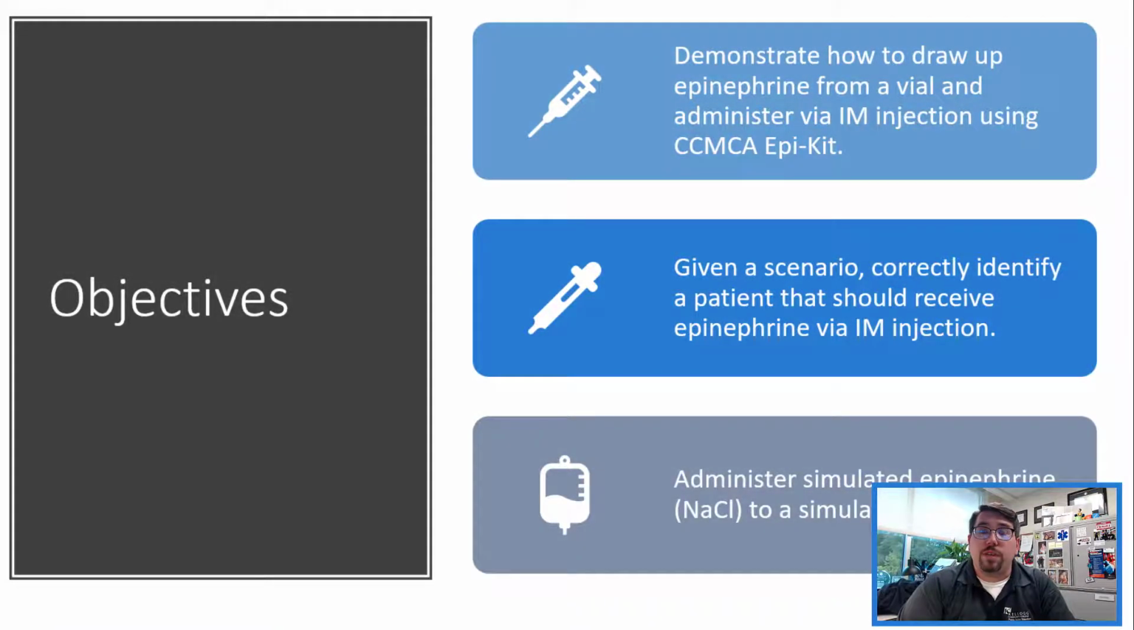We have a few objectives that we'll discuss as we go through our presentation. First will be to demonstrate how to draw up epinephrine from a vial and how to administer it via IM injection using the Calhoun County Medical Control Authority EPI kit. We'll also discuss, given a scenario, how to correctly identify a patient that should receive epinephrine via IM injection. And finally, you'll complete a practical training to administer or simulate epinephrine, in this case sodium chloride, to a simulated patient. Let's go ahead and continue.